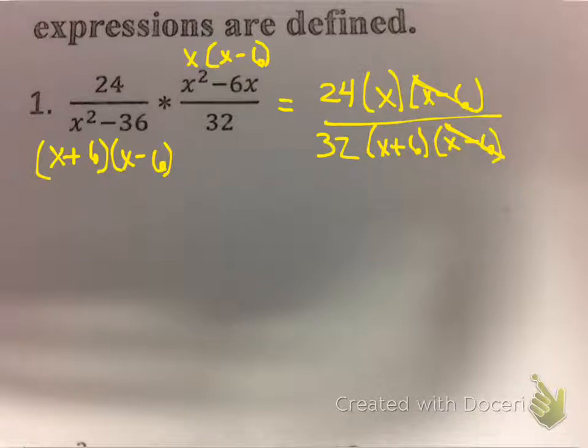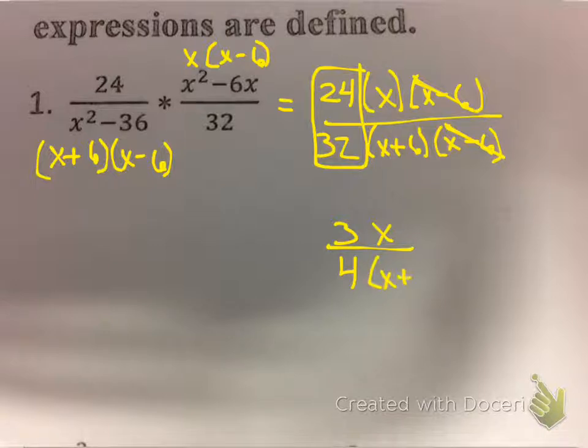Now, for full credit, though, I would like you to look at the 24 and 32. You could type that in the calculator, 24 divided by 32, and press enter. And if you do, you would get 3 over 4. So then I can put 3 over 4, 3 with the x, and 4 with the x plus 6, and I'm done. That's my answer. Bam! Bada bing, bada boom, there you go.